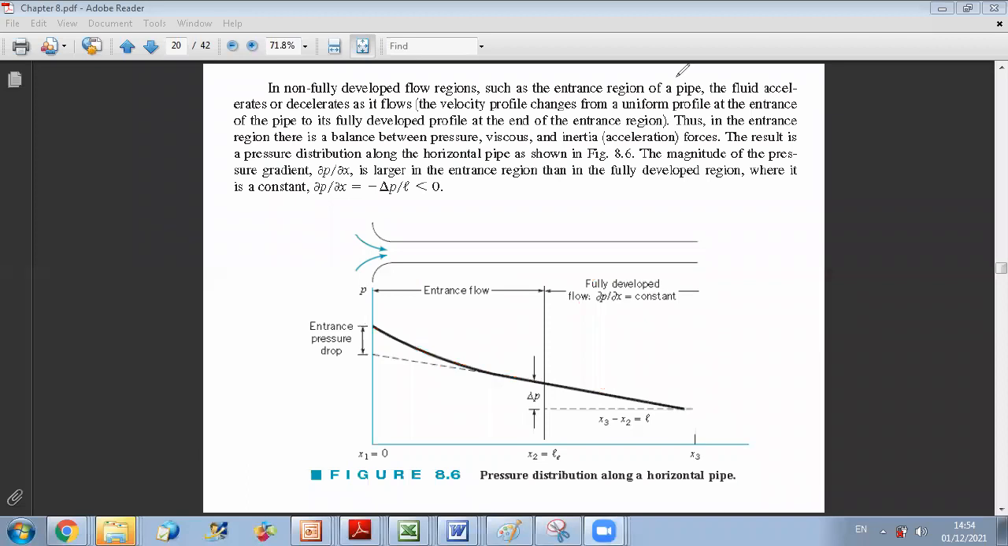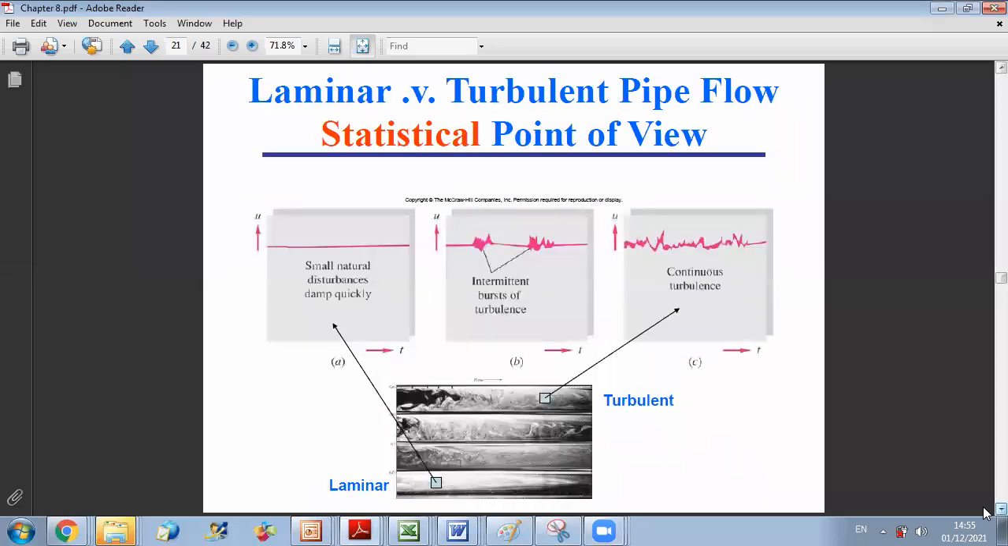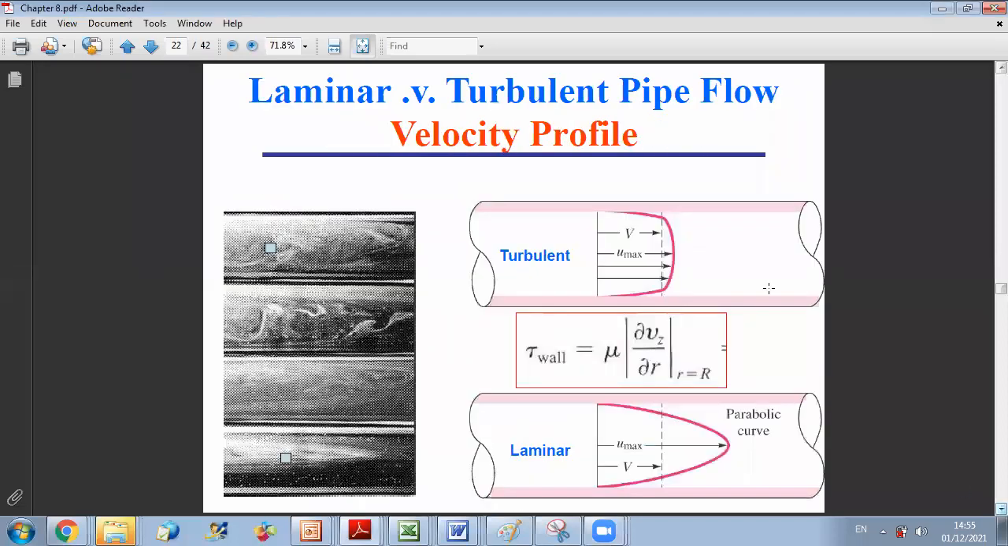Now don't worry a lot about entrance regions. We will mainly focus on fully developed regions. Now look, here you compare profiles in laminar and turbulent. You can see clearly that in the turbulent profile you are much closer to the uniform profile. The more the Reynolds number increases, the closer we get to the uniform profile, because as we said, the effect of viscous forces will be reduced.